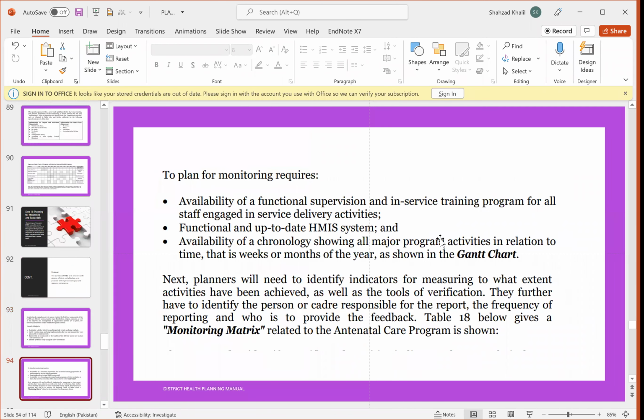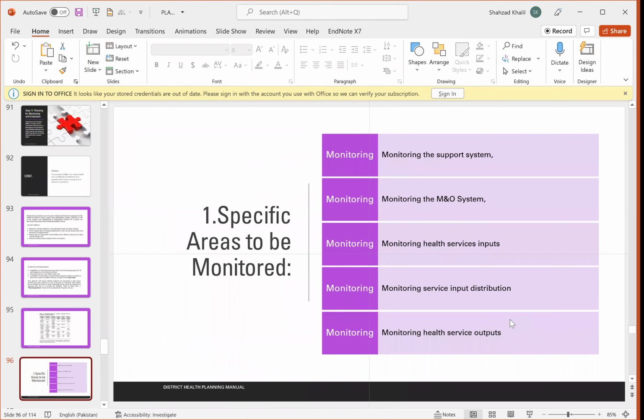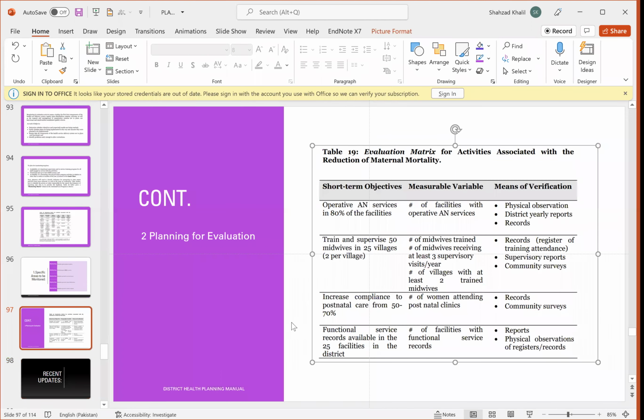All the activities are given in the Gantt chart, which gives the bird's eye view of the program, and second is the monitoring matrix. Monitoring matrix is for activities associated with the reduction of maternal mortality. You can see the outputs, variables, tools of verification, reports, when and how to give feedback. It is all given in the monitoring matrix. So areas to be monitored: the support system, MMO system, health services input, distribution, output. Planning for evaluation of the matrix associated with the reduction of maternal mortality: short-term objectives, measurable variables, and means of verification. It is all done in this matrix.